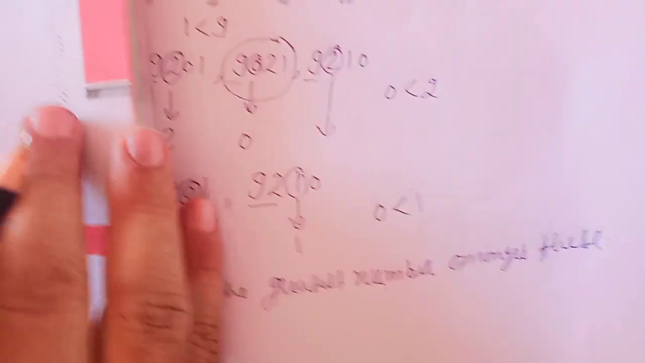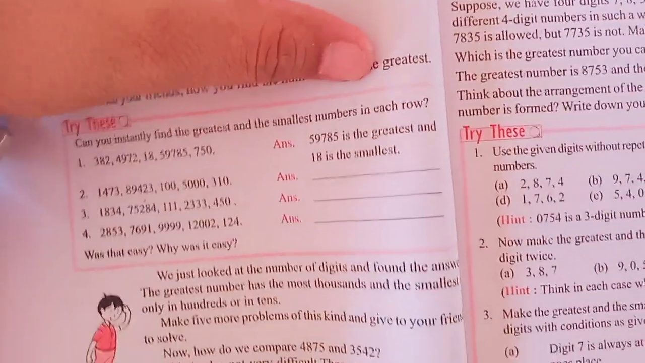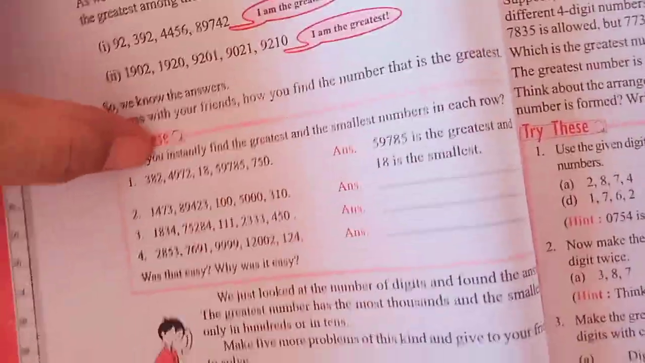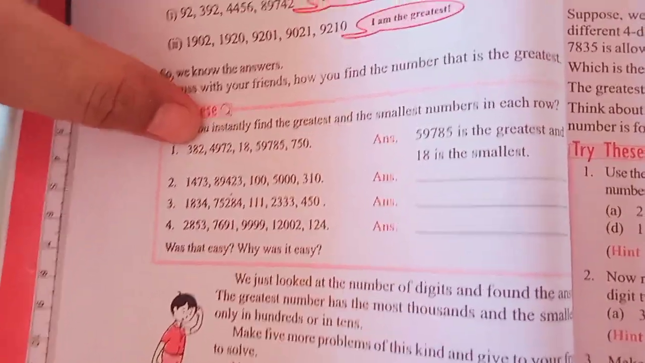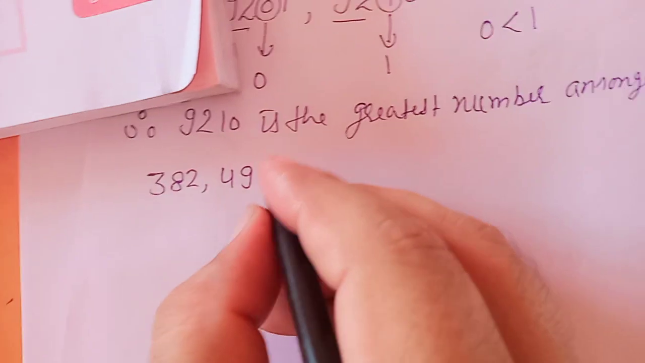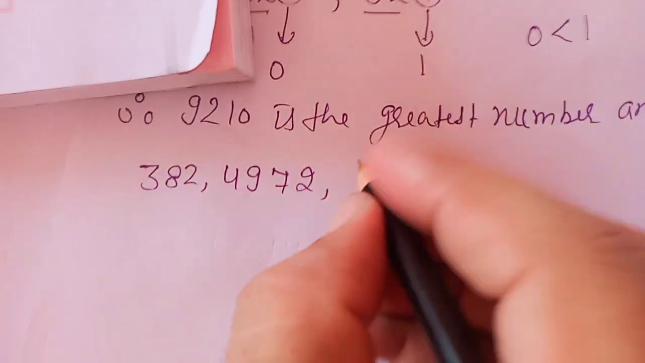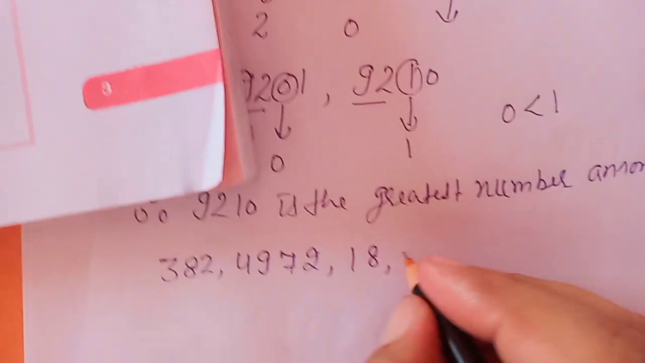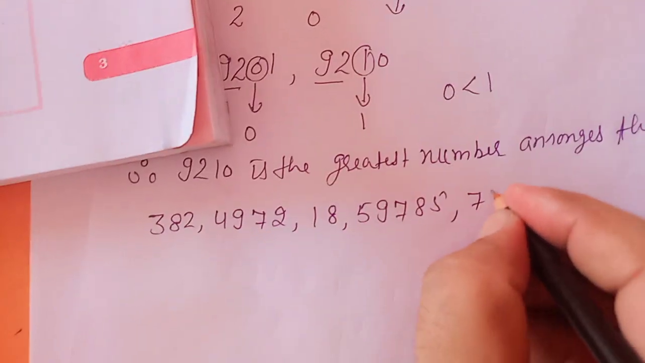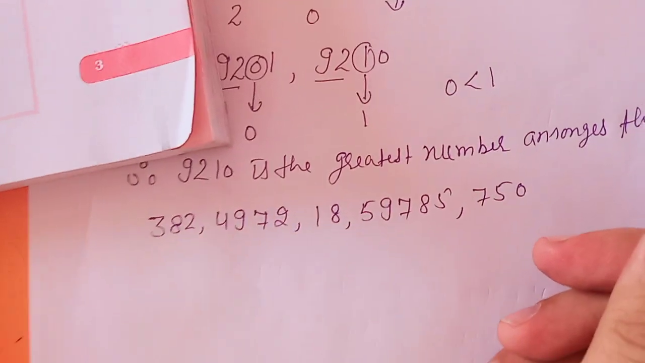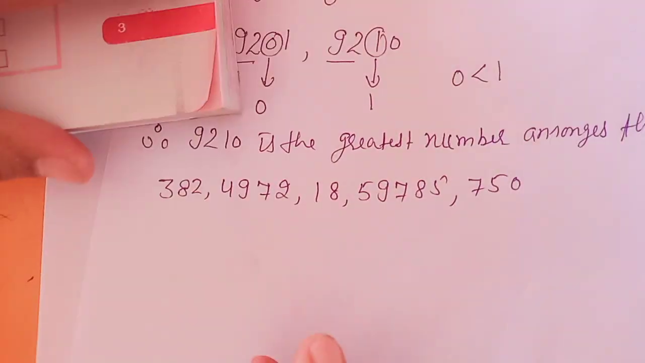Now come on, exercise also. Can you instantly find the greatest and the smallest number in each row? You can do these. If anywhere there is a problem, you can discuss like this. In question number first, what's given? This is given: 382, 4972. Then what's given? 18. Then what's given? 59,785, and then 700 50. You have to tell the smallest and the greatest number.